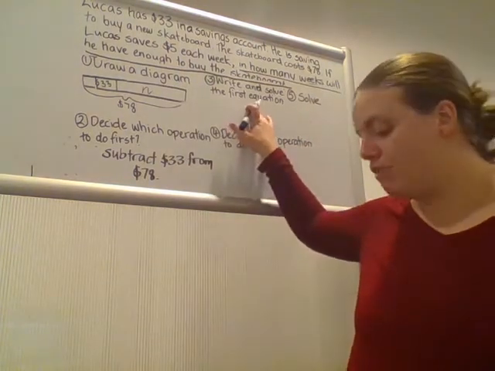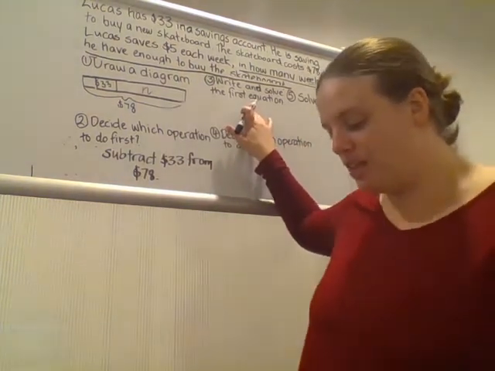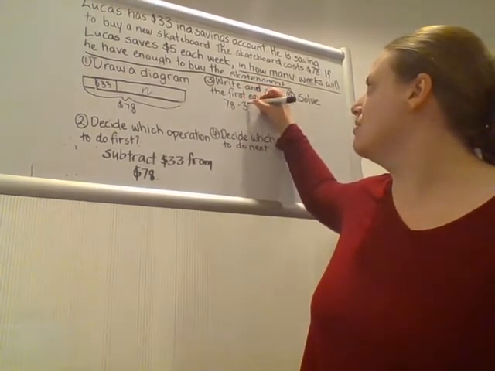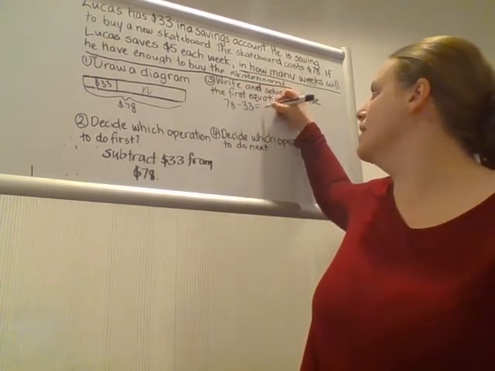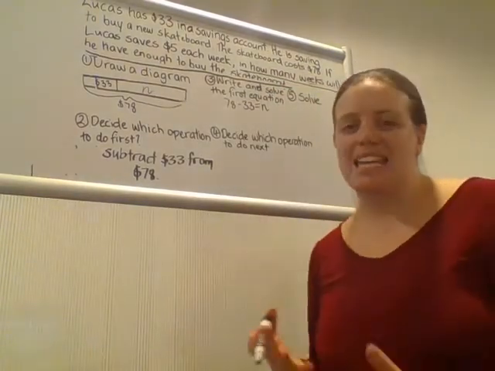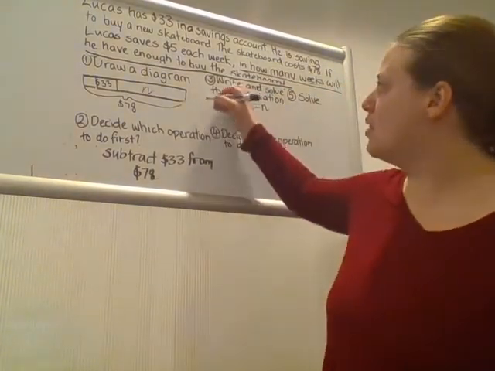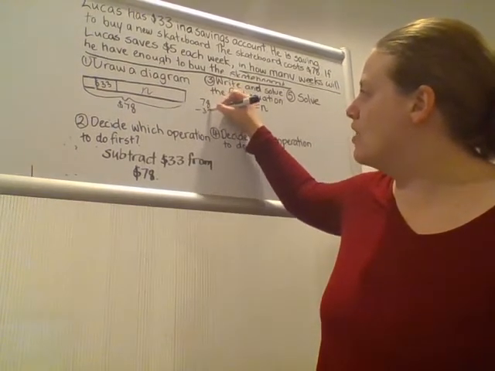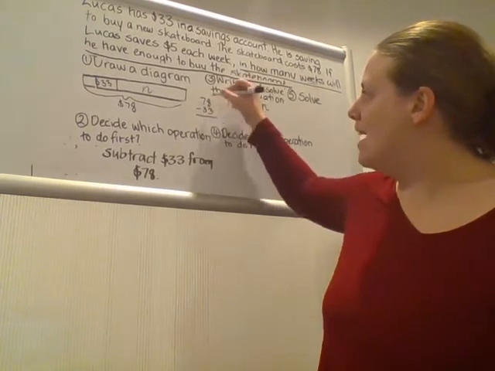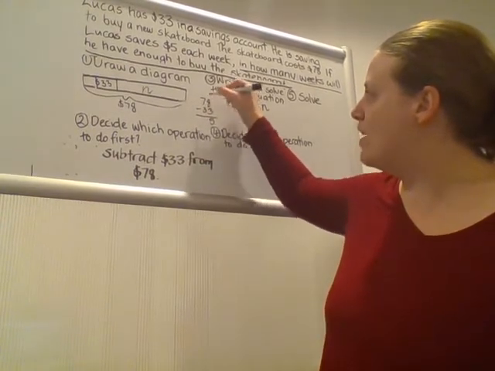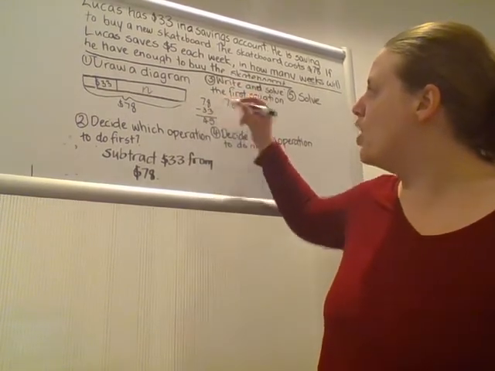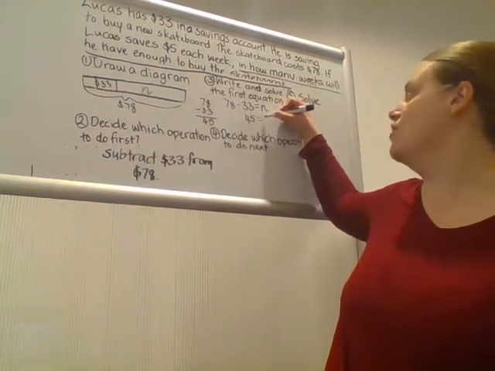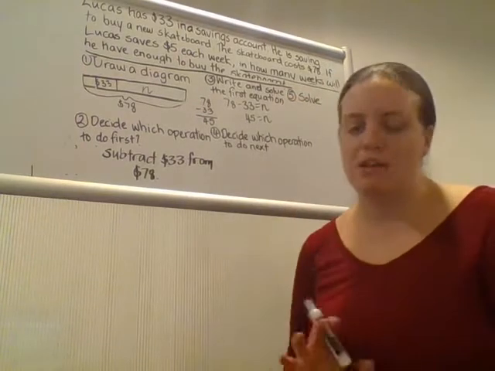Okay, so then I can write and solve my first equation. So I know that 78 minus 33 equals N. Now 78 minus 33, I'm just going to quickly do it over here. 78 minus 33. All right, 8 minus 3 is 5. 7 minus 3 is 4. So that is 45. So I know that 45 equals N.